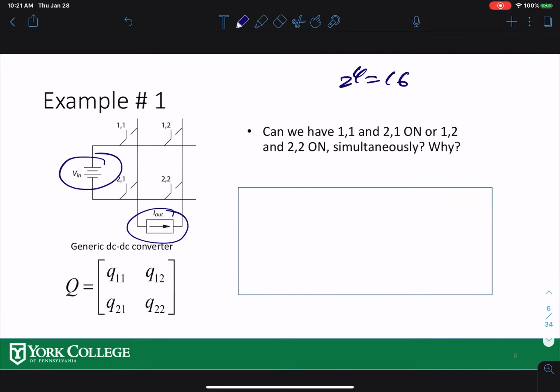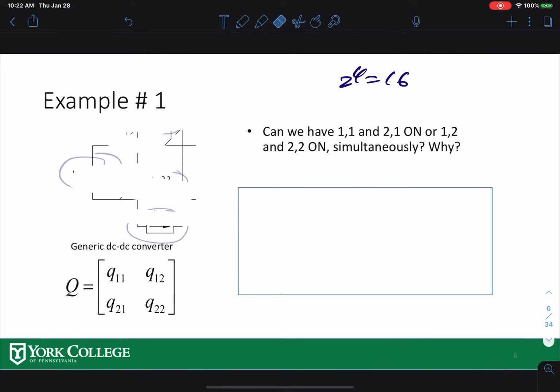But do I need all of them? Think about one combination here, Q11 and Q12 on. It doesn't do anything, right? It does not connect your input to output. It does not transfer energy. So that switching action is not useful. And same if you have Q21 and Q22 on, that's also not useful because you're not violating anything, but at the same time you are not producing any useful output.